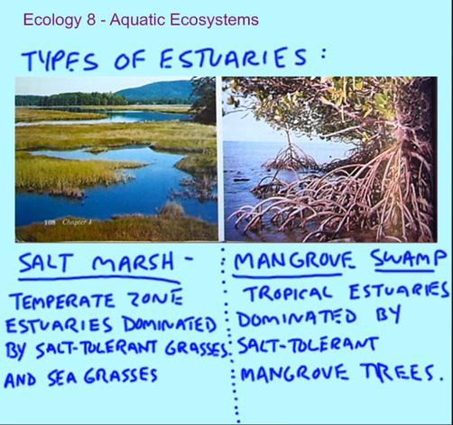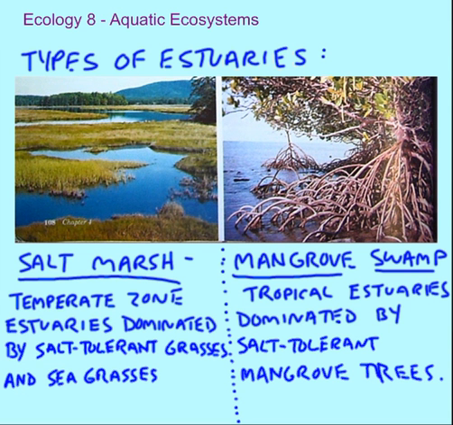There's two main types of estuaries, salt marshes and mangrove swamps. Salt marshes are temperate zone estuaries dominated by salt-tolerant grasses above the low tide line and by seagrasses underwater. Salt marshes, like the one shown above on the left, are found along great stretches of eastern North America, from southern Maine to Georgia. One of the largest systems of connecting salt marshes in America surrounds the Chesapeake Bay estuary in Maryland.